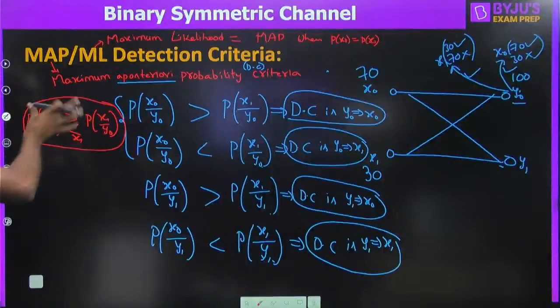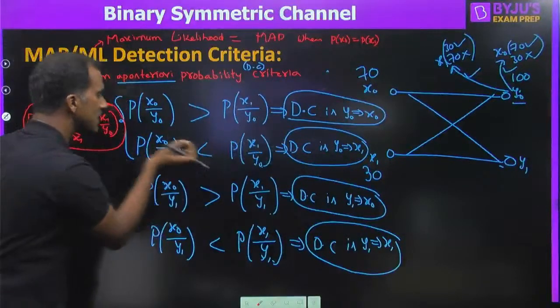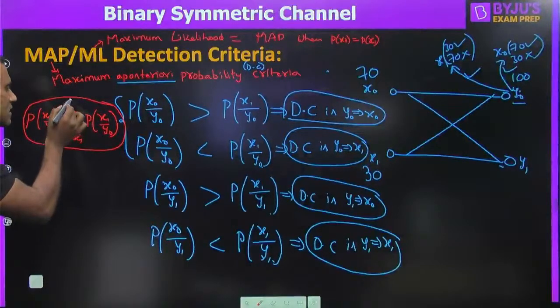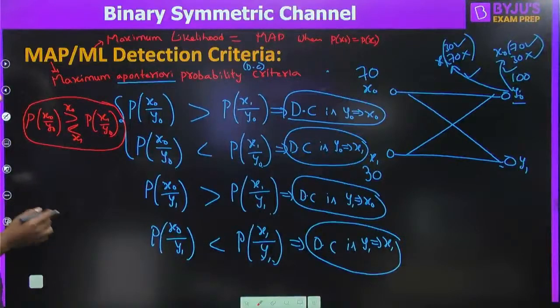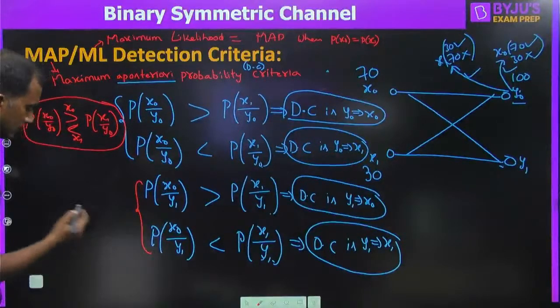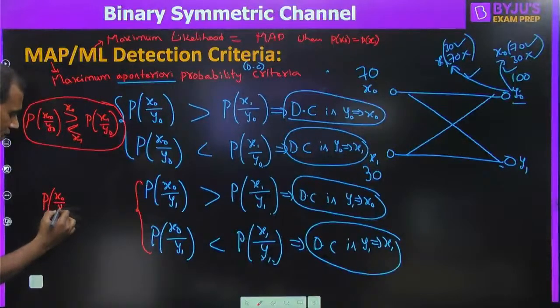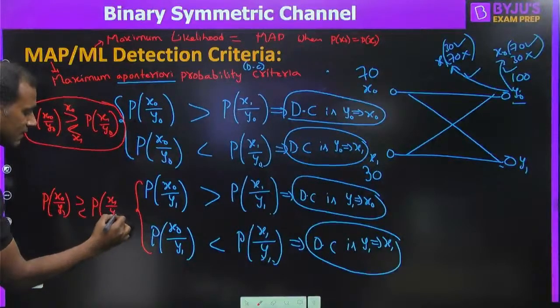In textbooks, or in any material, if you see something like this, try to understand the meaning of this. Whatever we have understood here, the same thing is conveyed here. If it is greater, then decision making is x0. If it is lesser, the decision making is x1. And similarly, these two also we can write now. P of x0 given y1 greater, lesser, P of x1 given y1.